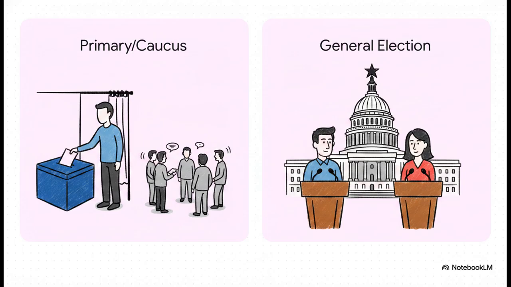Notice the clear distinction between the two phases of an election year. At the start of the year, we've got the primary or caucus phase. State political parties choose to hold either primaries, which use fast private ballots, or caucuses, which are more like informal public gatherings. This is where multiple candidates from the exact same party compete against each other. The general election happens later on. That's when the winning nominees from each party finally face off against one another to win the actual office.